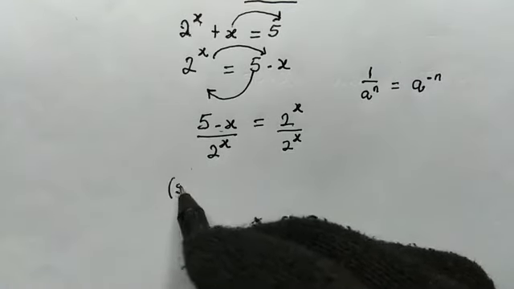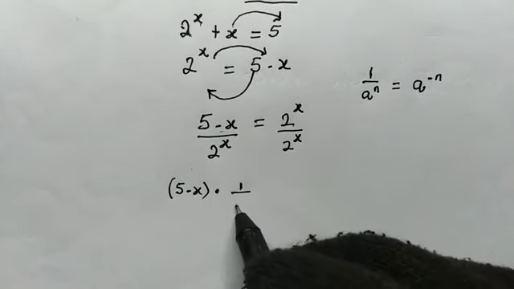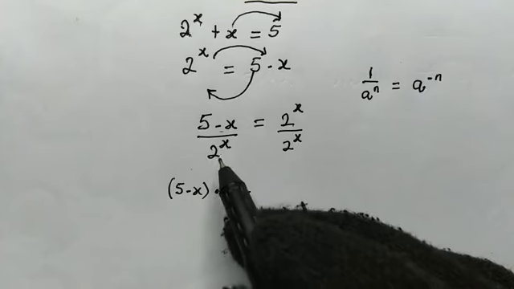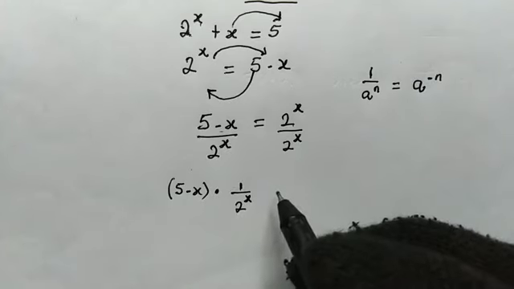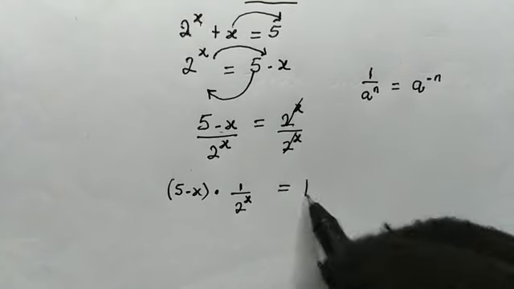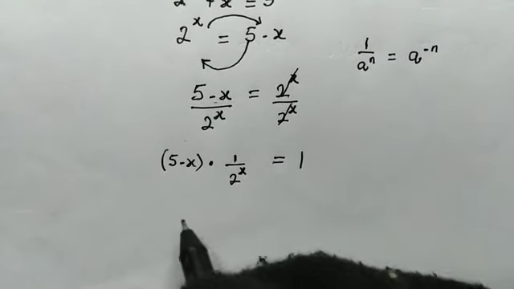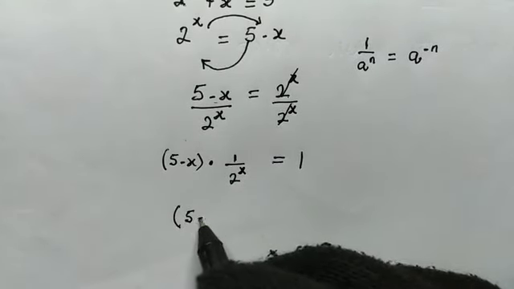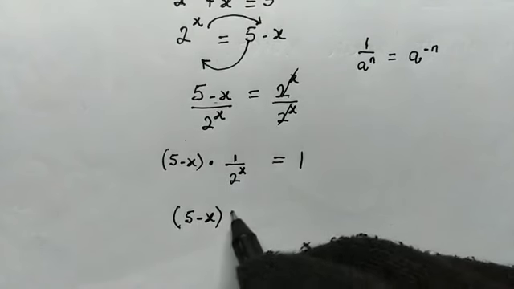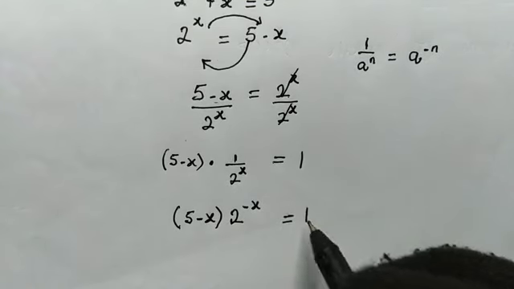So we have here in brackets 5 minus x, this will be multiplied by 1 over 2 to the power of x. Exactly, that is what we have here. Then this will be equal to, this will divide this to 1. So now we can apply this law here. So this will become 5 minus x, then multiplied by 2 to the power of negative x. This will be equal to 1.